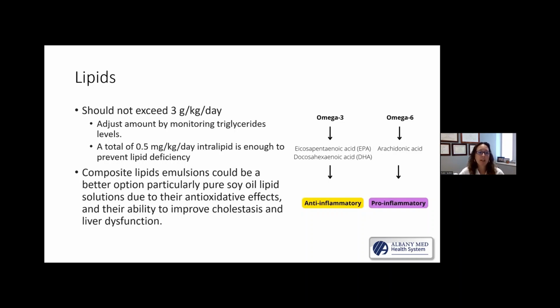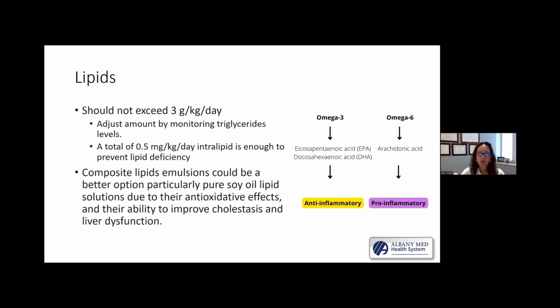In terms of lipids, we try not to exceed 3 grams per kilo per day, and we adjust this amount by monitoring triglyceride levels in the blood. We want to give at least 0.5 milligrams per kilo per day to prevent any lipid deficiency. And one of the things that we're more recently focusing on is the composition of lipid emulsions. There are some better options to make sure that we provide more omega-3 fatty acids compared to omega-6 fatty acids. Omega-3 fatty acids are known to be more anti-inflammatory versus omega-6 that have more of a pro-inflammatory component.